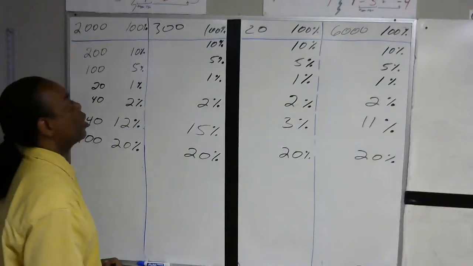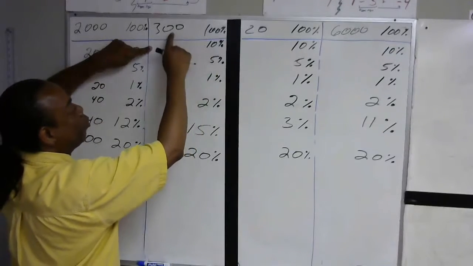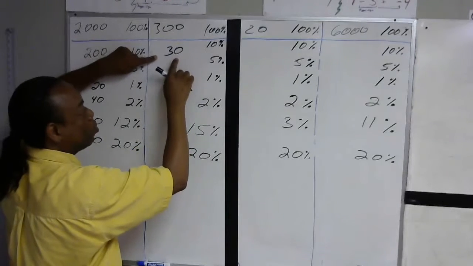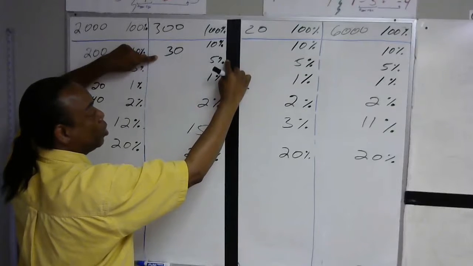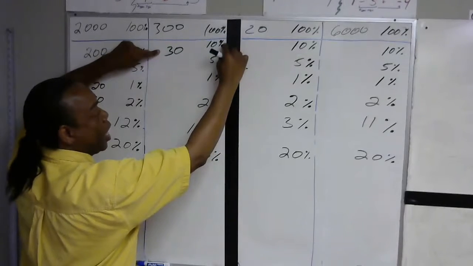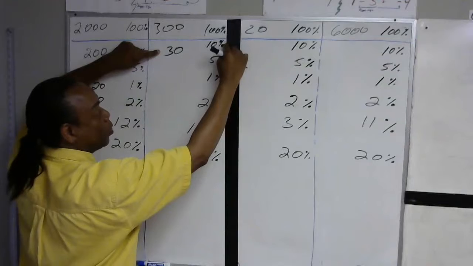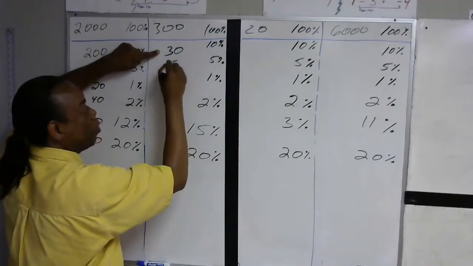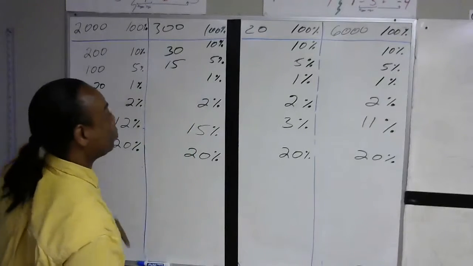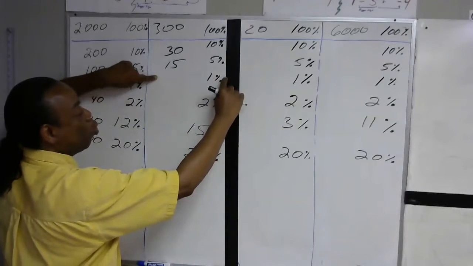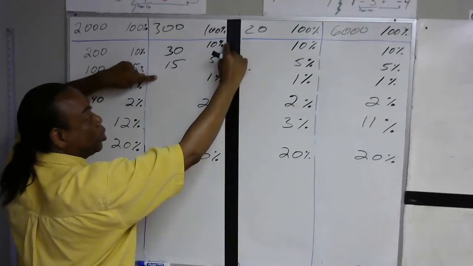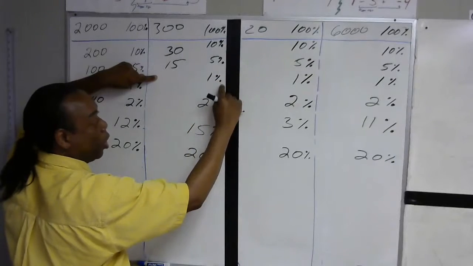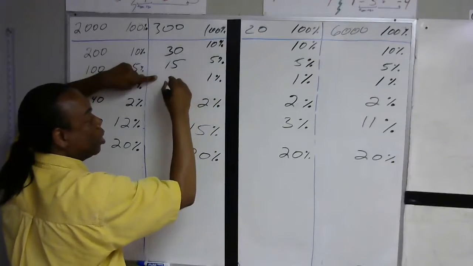Next, 300. 10% of 300, we divide by 10 and we get 30. That's 10%. To find 5%, we go to 10% and divide it by 2. So 30 divided by 2 gives you 15. To get your 1%, we go back up to 10% and divide by 10. So 30 divided by 10 is 3.